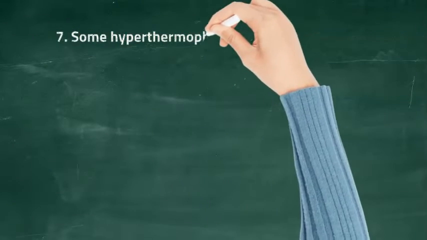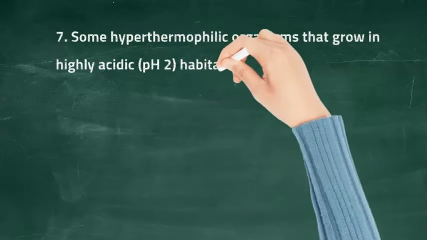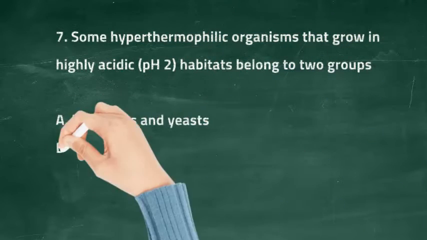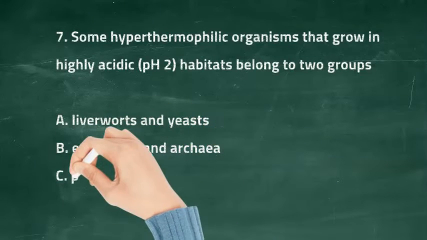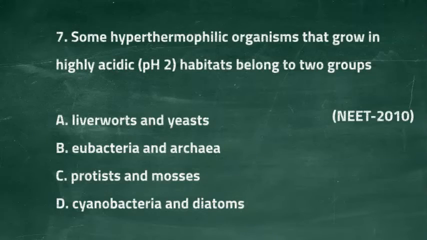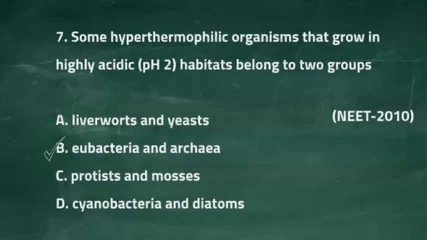Question 7th. Some hyperthermophilic organisms that grow in highly acidic pH 2 habitats belong to two groups. Option A is liverworts and yeasts. Option B is eubacteria and archaea. Option C, protists and mosses. And option D is cyanobacteria and diatoms. The right answer to this question is option B, eubacteria and archaea.